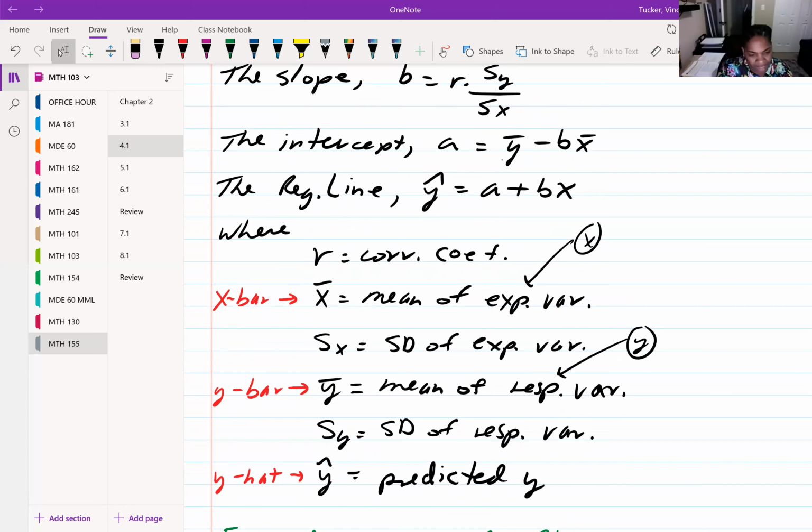Is it the Y minus hat? It's just Y hat. But yep, Y hat.